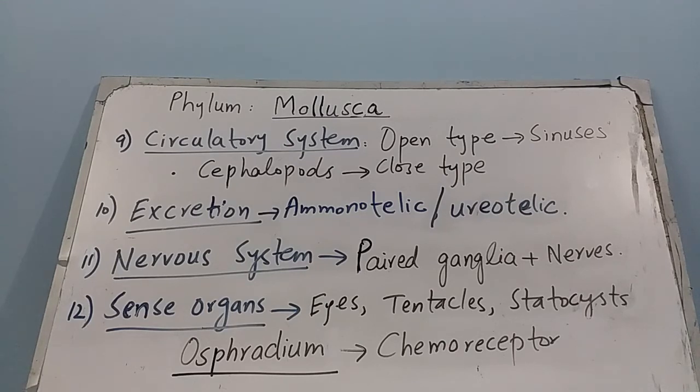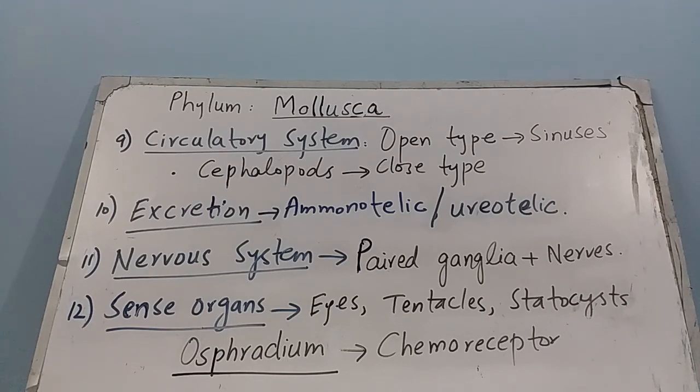Statocyst is used to maintain the body position while swimming in the water. We can say that it's a body balancing organ. Whenever the mollusk is swimming in the water, the statocyst helps in the equilibrium of the body.